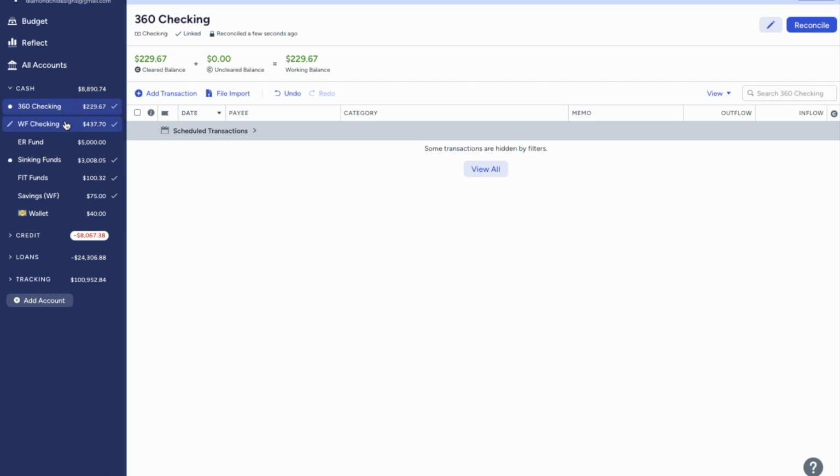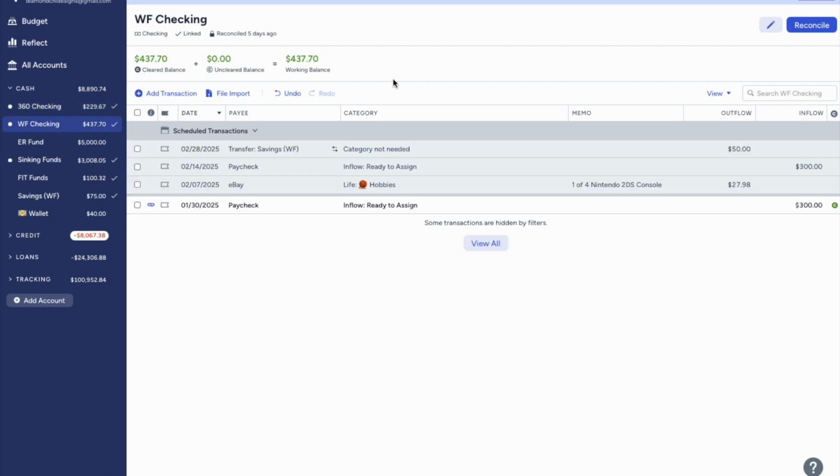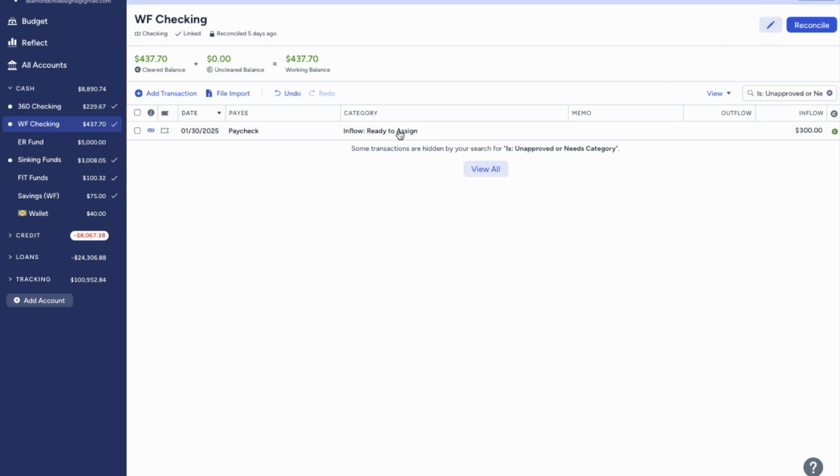So I'm going to go over here to my Wells Fargo checking account. It's got one new transaction to approve or categorize. Let's see what that is. It's my paycheck.